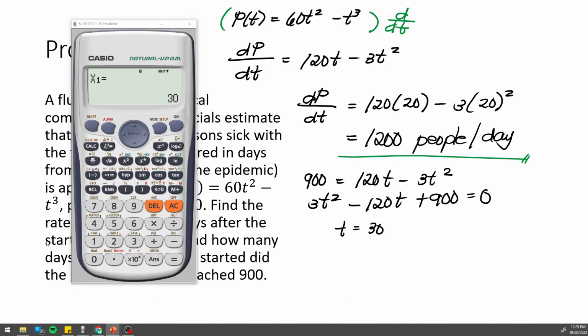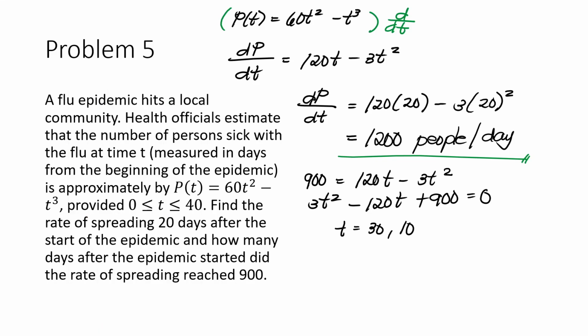Dalawa yung sagot natin since quadratic to. And t is equal to 10. Now, the question is, is this answer valid? No, kasi we have a condition, remember, no, na our time should not be outside 0 to 40. Dapat in between or equal siya sa 0 to 40. So, are t and 10 inside 0 to 40? Definitely yes, no. So this is our final answer.